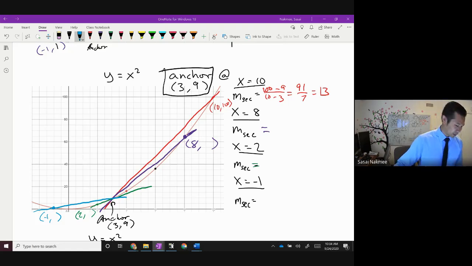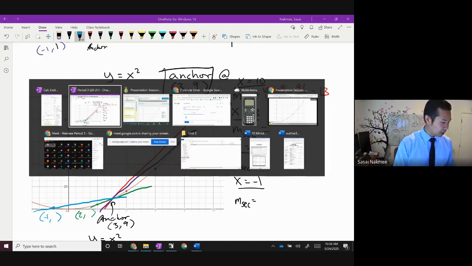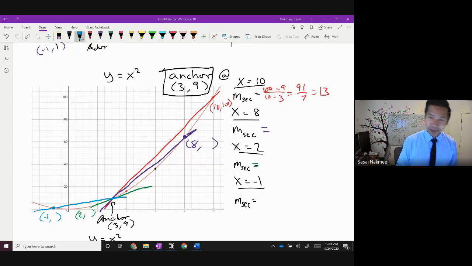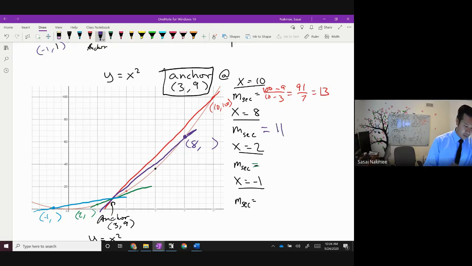All right. Let's share some of the answers you guys got, because I only have 3 minutes left and we're going to call it here. I promise you this will all connect at some point later on. But let's take a look at what answers you got. When we're anchoring at 3,9 this time, when x is equal to 8, you should have got a slope for that secant line in purple of 11.